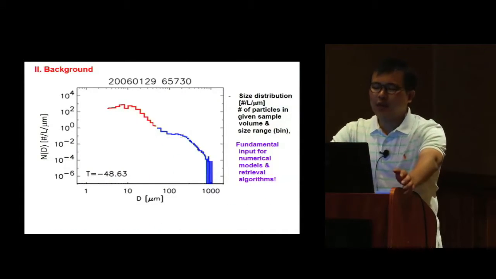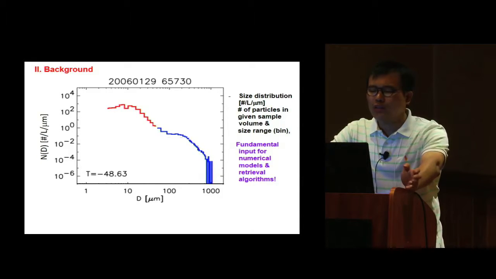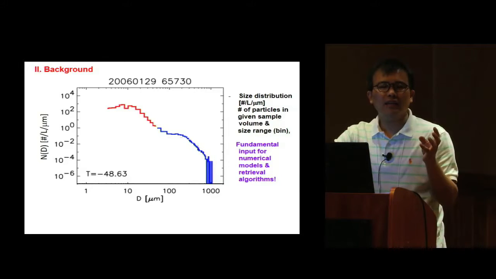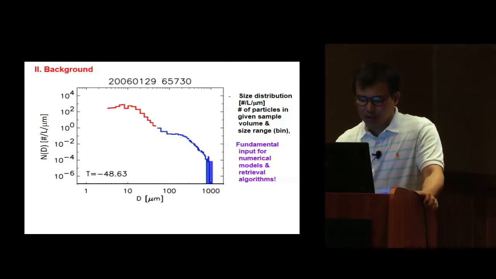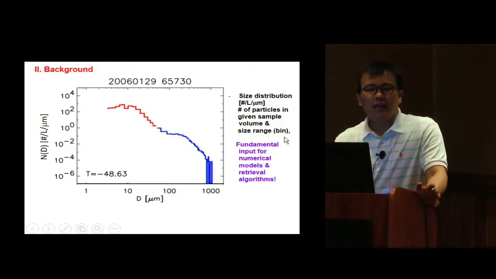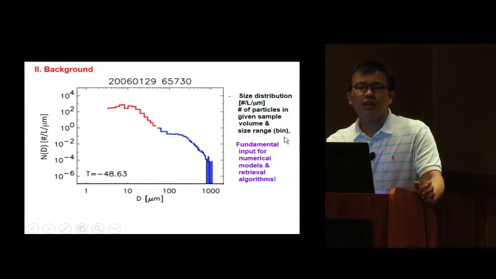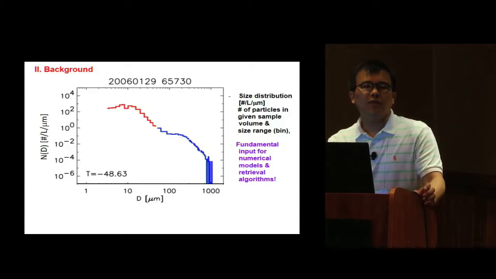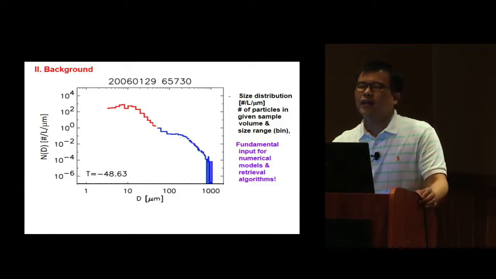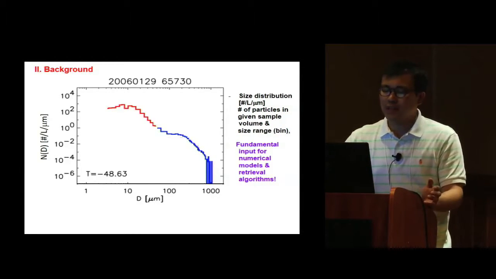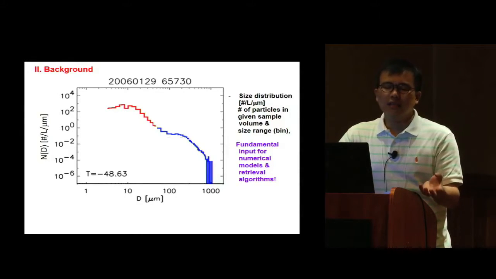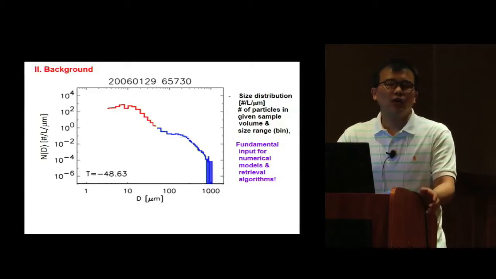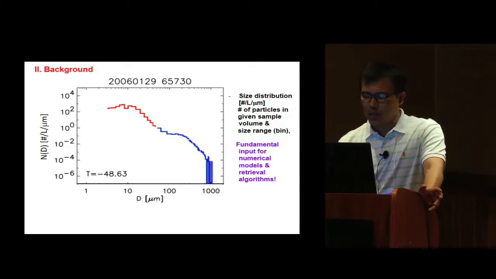I'm going to start with size distribution. We call it size distribution: it is the number of particles in a sample volume within a size range called a bin. This particle size distribution is a very fundamental input for numerical models and satellite retrieval algorithms. Typically, we observe the size distribution using cloud probes installed on aircraft.